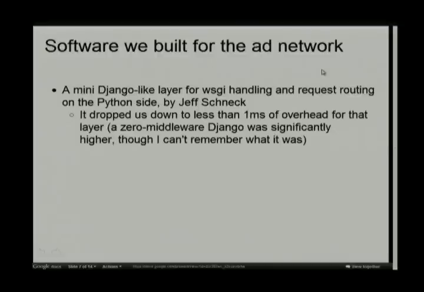Software we built for the ad network. We built a mini Django-like layer for WSGI handling and request routing on the Python side, and that was written by our own Jeff Skank here. Basically, Django wasn't fast enough and was very laggy as a framework when routing requests, even when you don't have any middleware. So rather than deal with that, Jeff manned up and built one for us. We still use it today for our rules expansion stuff, for other parts of our business. And it's fast, it's furious, it's great.